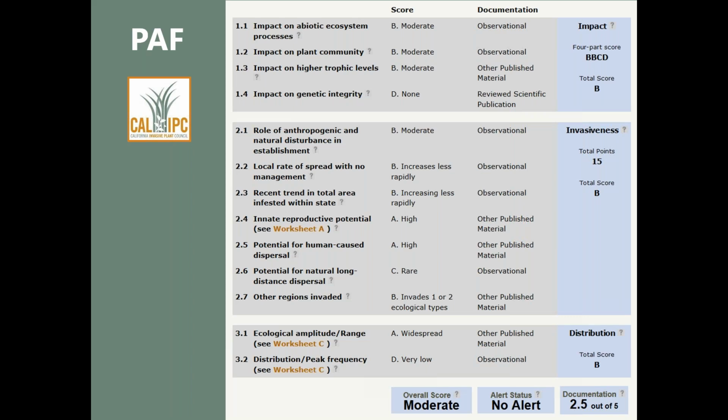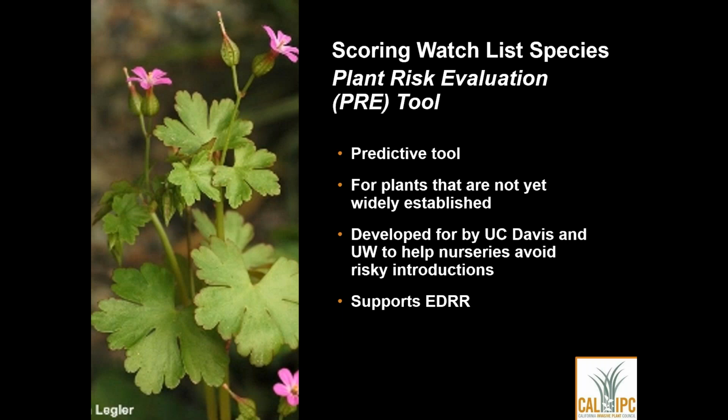So based on the scores they receive, all of that is rolled up, and we get a final score that gives the rating of limited, moderate, high, or it's not going to be included on the list because it rated too low.